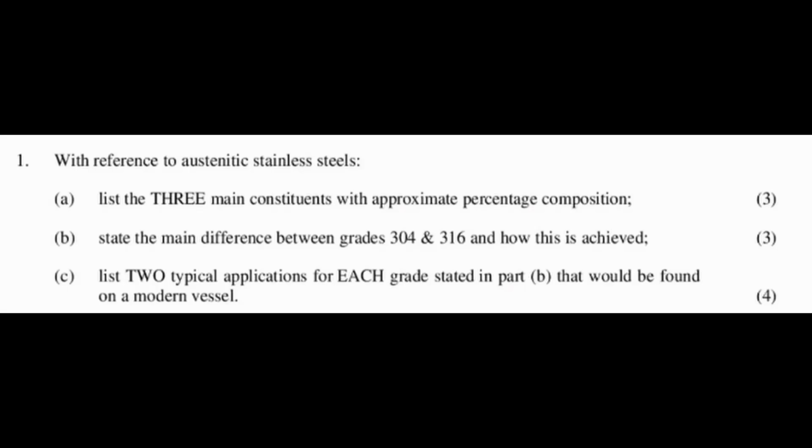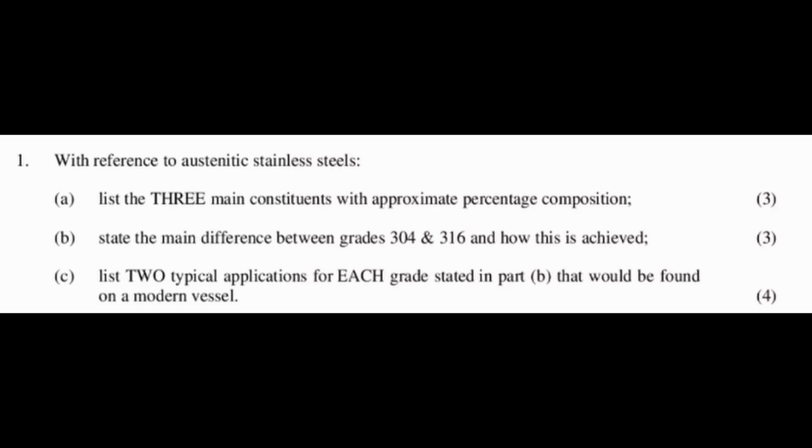Reference to austenitic stainless steel. A. List the three main constituents with approximate percentage composition. B. State the main difference between grades 304 and 316 and how this is achieved. C. List two typical applications for each grade stated in Part B that will be found on a modern vessel.